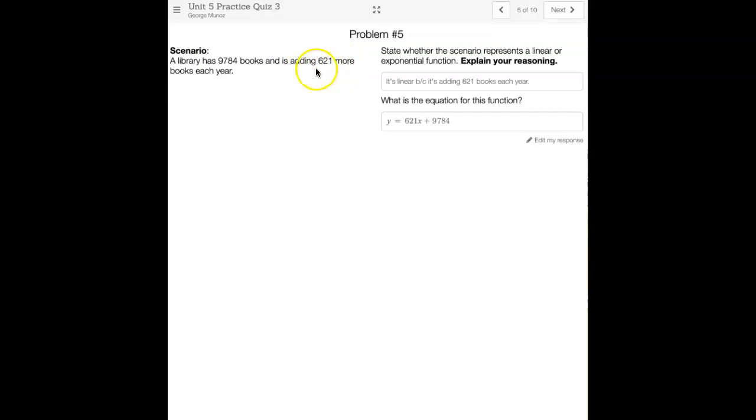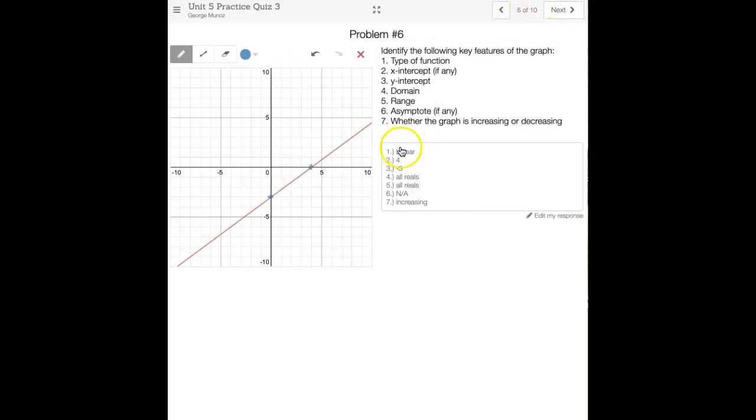That's my rate of change, 621. Initial value, 9,784. So y equals mx plus b, where m is the rate of change and b is the initial value. M is always the rate of change, b is always the initial value. If it's linear, y equals mx plus b. If it's exponential, remember it's different. A is the initial value and b is the rate of change in the y equals a times b to the x equation.